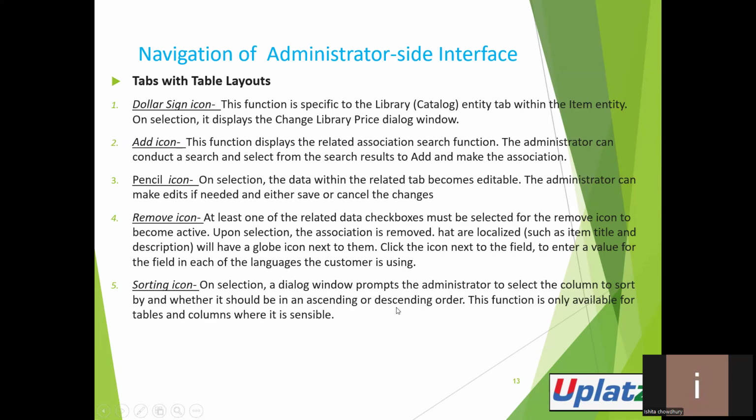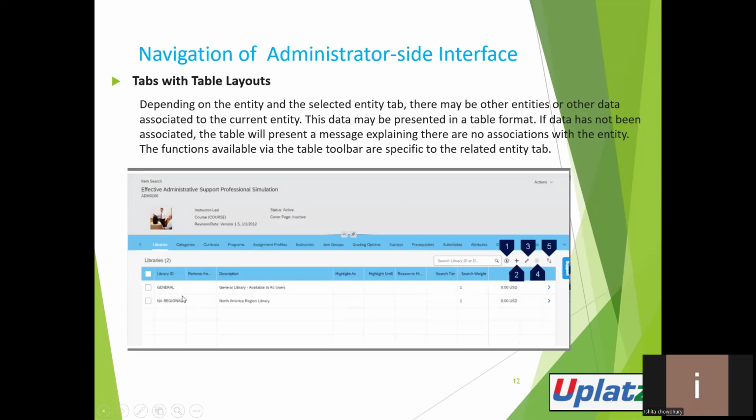Sorting icon. On selection, a dialog window prompts the administrator to select the column to sort by and whether it should be in ascending order or descending order. This function is only available for tables and columns where it is sensible. So we see this in alphabetical order. We might see from A to Z, or we can see it from Z to A. We can sort it by pricing. Suppose there is something which is $50, something which is 40, 30, 20, 10, 5, and 0. So we can put that sorting in that manner. Yeah. We can sort it by weight if there is something that is available. So that is something to be understood.